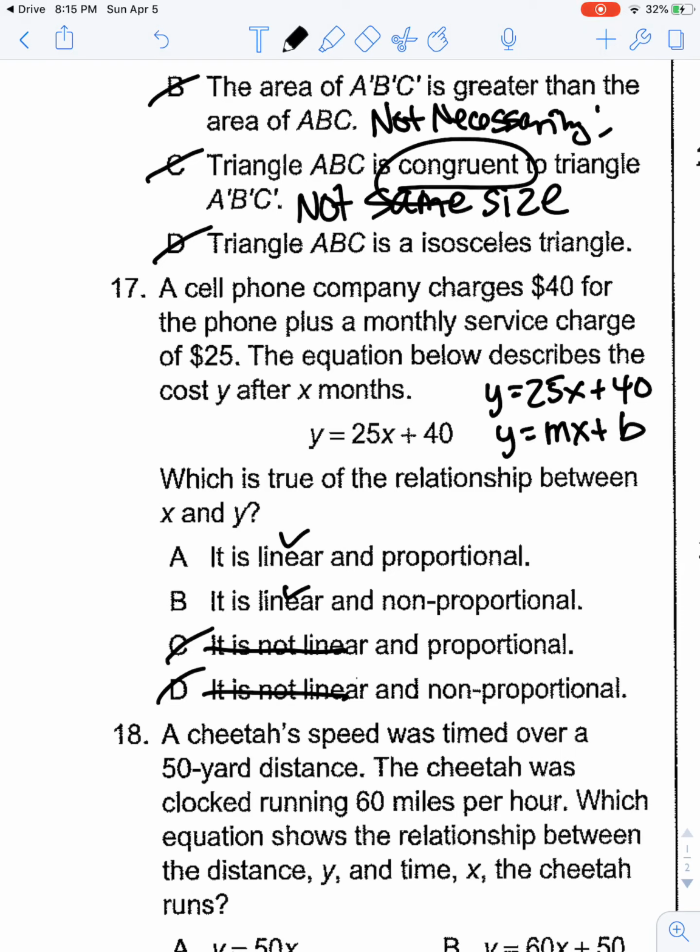Is it proportional? Remember, our rule for proportional is that it has to go through the origin, which means that the b would equal 0, and in this case it does not. So it is non-proportional. For 17, the answer is B.